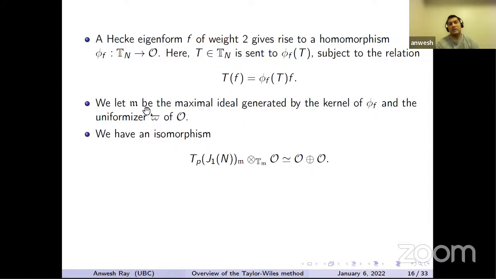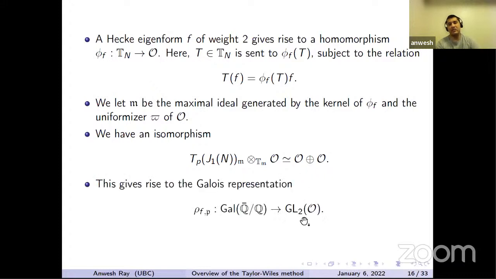Then what we need to do is localize the Hecke algebra at m. When we do that, we tensor the Tate module, localized at m, with O, and we get our O lattice. So we get two copies of O when we take the tensor product. The point is that the absolute Galois group acts on the Tate module, and as a result, that Galois action gives us a Galois action on this lattice. That is the Galois representation associated to the modular form in the weight 2 case.